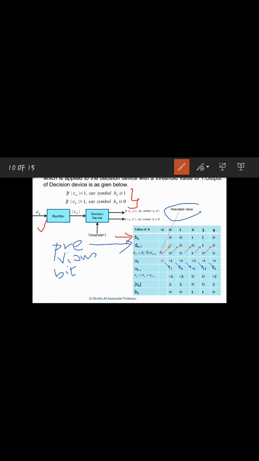Now do the XOR operation for these two elements. What is XOR? When the two inputs are different, you will get the output as 1. If the inputs are the same, you will get the output as 0. This is the XOR gate operation, and we call it a modulo 2 operator. So 0, 0, same input, the output is 0. You take it as the previous bit.